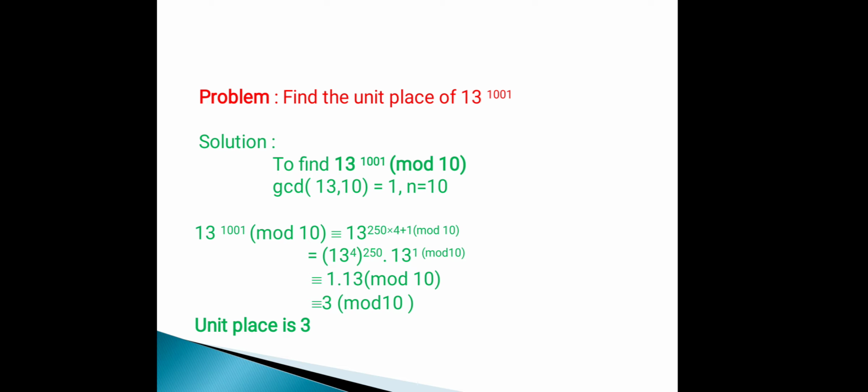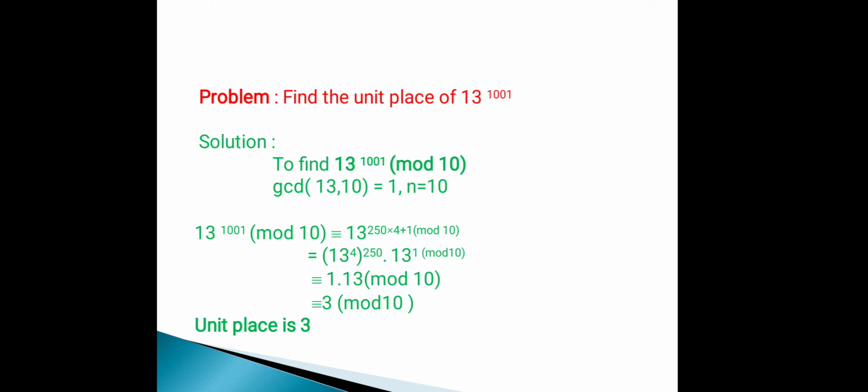Here we find the unit place of 13 power 1001 mod 10, because the question is to find the unit place. So we use mod 10. Here we check the GCD of 13 and 10 is 1. It's clear? Okay. Here n is 10, so the GCD of a and n is 1, so we apply Euler's theorem to solve this problem.